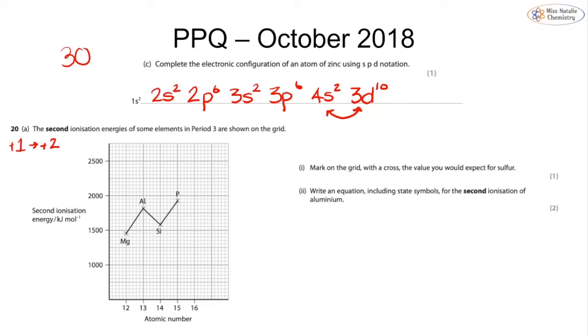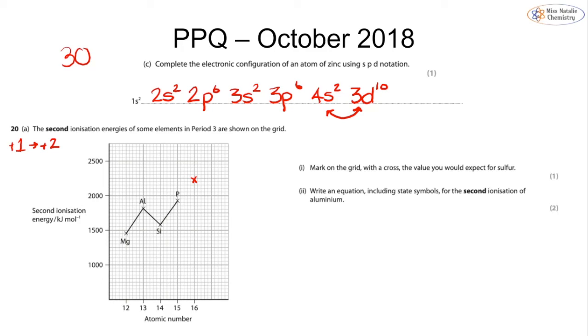So we've already removed 1 electron, now we're removing a second. It shows the examples for some elements in period 3, and we want to mark on the grid with a cross the value we would expect for sulfur. We've said briefly that the ionization energy is going to increase across the period. So we're going to have a value somewhere above P, but not too far above. So we're going to put it approximately here. Anywhere between 2,100 and 2,400 would be an acceptable answer.